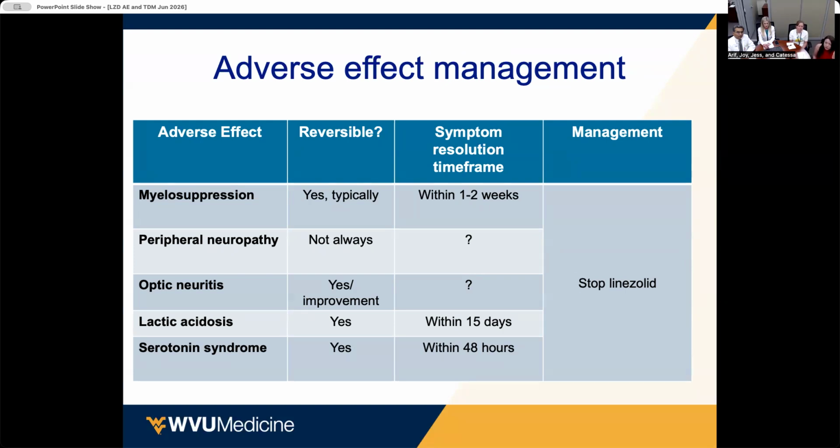Serotonin syndrome is the quickest to recover. And generally, our management is to stop linezolid. I think some of these, particularly myelosuppression, there's a few different ways we could manage that, which I think we might get into with some cases today. But in general, we will stop the agent, and you'll see these reverse, except for the neuropathies.